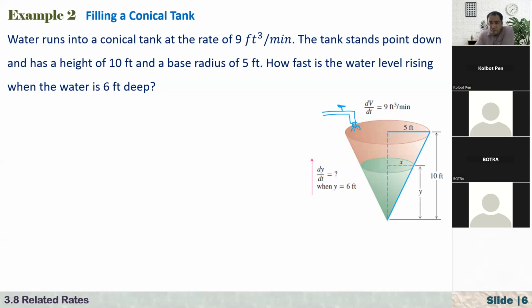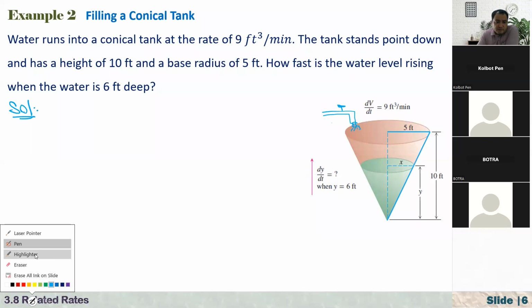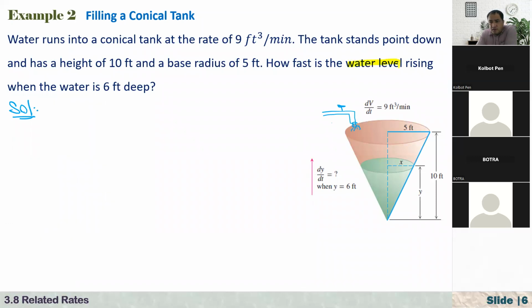and a base radius of 5 feet. All right. How fast is the water level rising when the water is 6 feet deep, right? And suppose the water level is, let's say, this y. What is the question asking here? The question is asking how fast is the water level rising when the water is 6 feet deep.